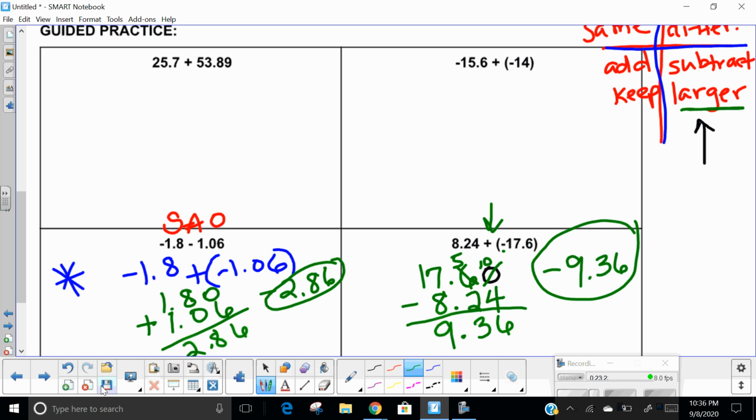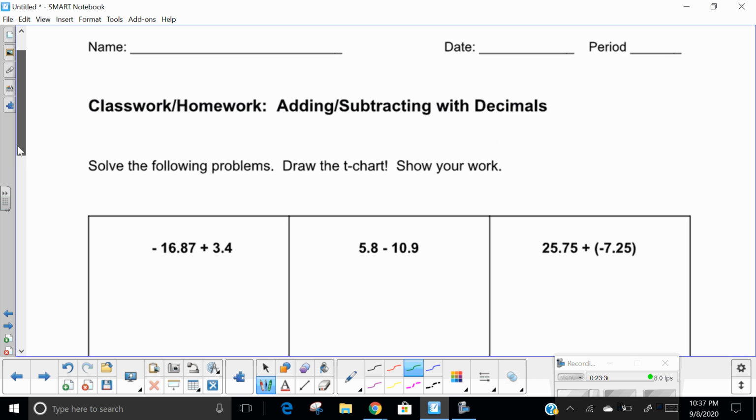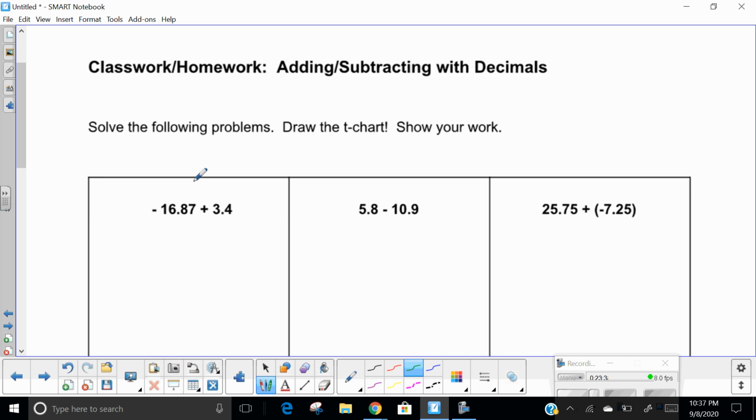Okay. Now, what I would like for you to do is to do the homework assignment, and you can just type in your answers. Use the techniques that I've given you, okay? Even though you're working at home, it's important that you do what is asked to do. Draw your T-chart and show your work, okay?